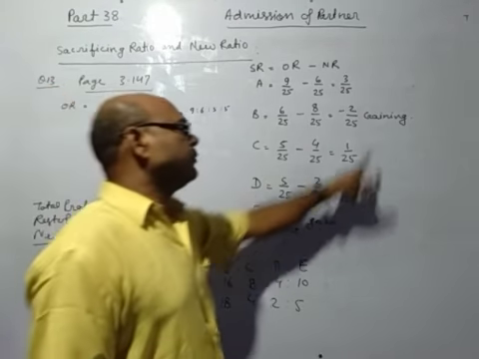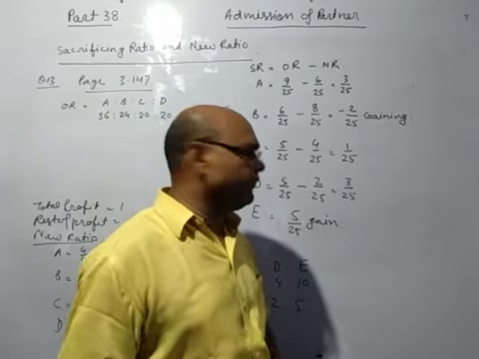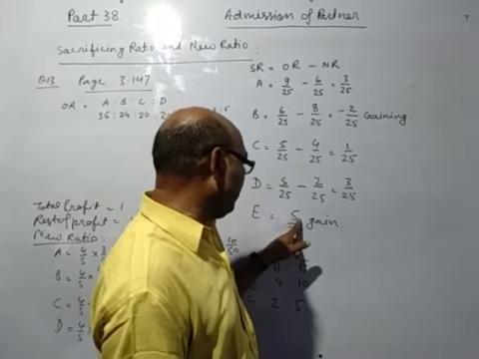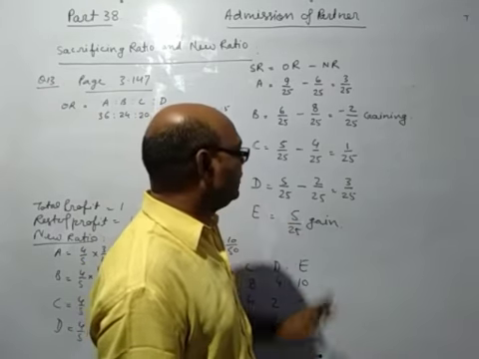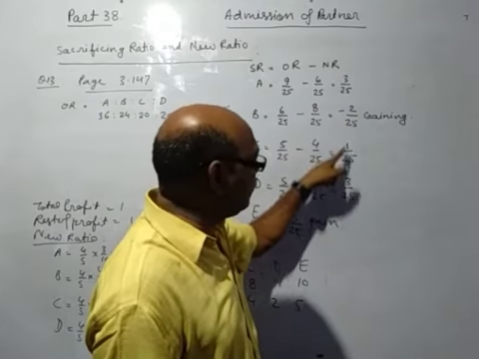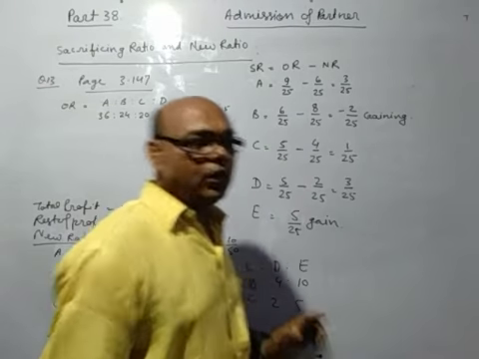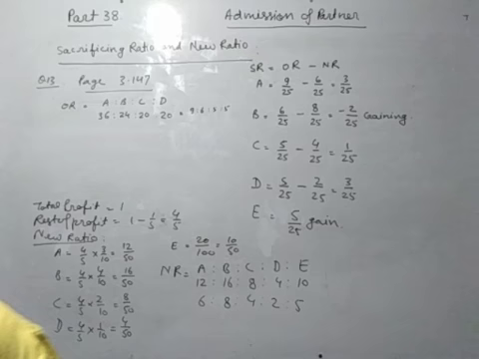Always the sum of gain will be equal to the sum of sacrifice. So sum of gain: 5 plus 2, 7. Sum of sacrifice: 3 plus 1, 4, plus 3, 7. So always the sum of sacrifice will be equal to the sum of gaining.